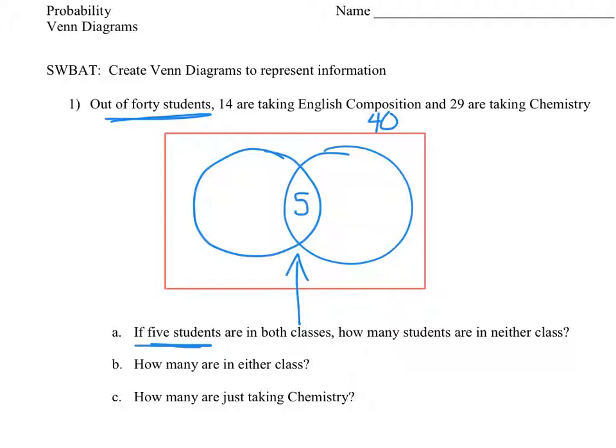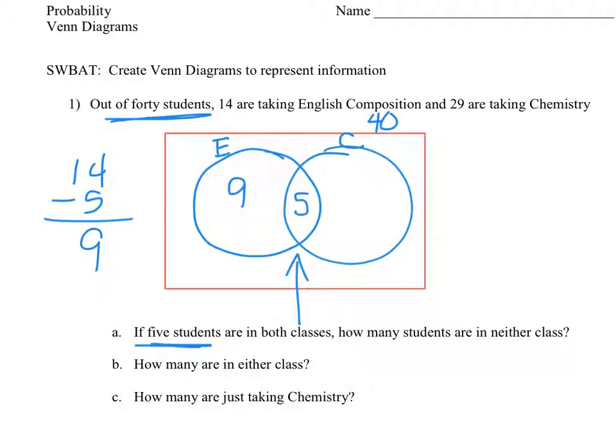So this is going to be my English, and this is going to be my chemistry. This circle right here is all the people that take English. So the total number of people in this should be 14. Well, I already have 5, so this one right here should be 9, or 14 minus 5, because this overlap already counts towards the people taking English. So that's where that comes from.